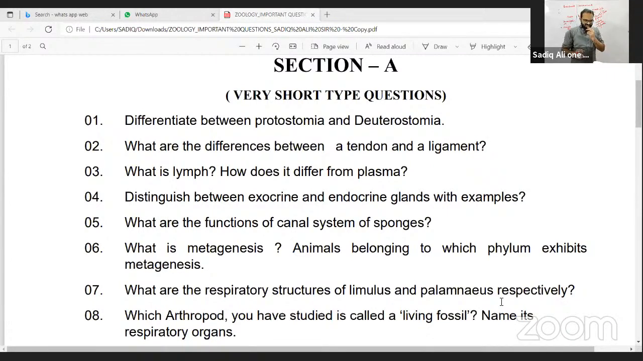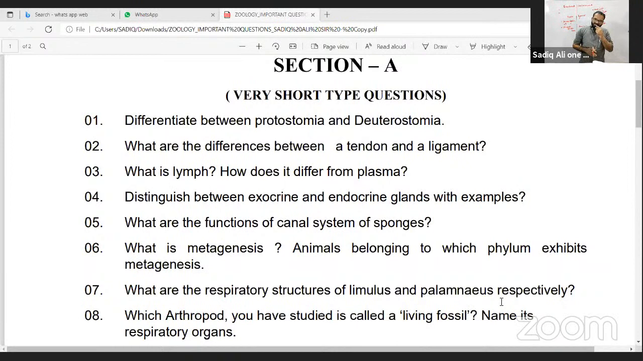Okay, next question. What is metagenesis? Another important question. Metagenesis. Very, very important question. I'm not saying very important with respect to tomorrow's exam, I'm saying with respect to the final exam.